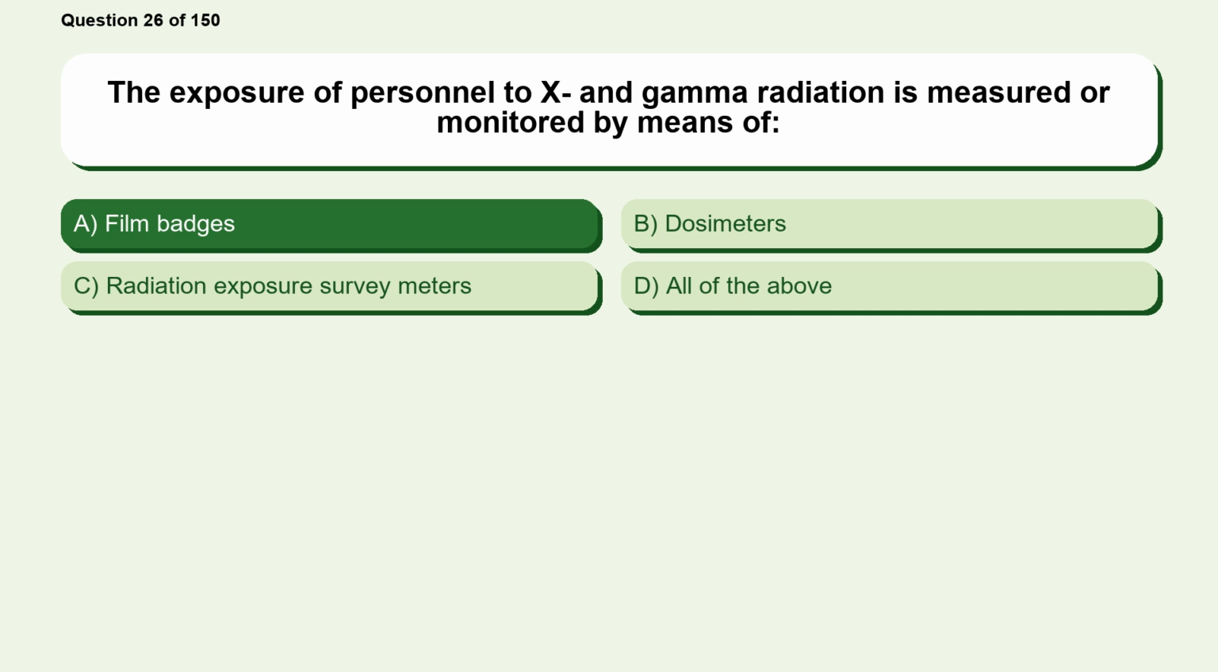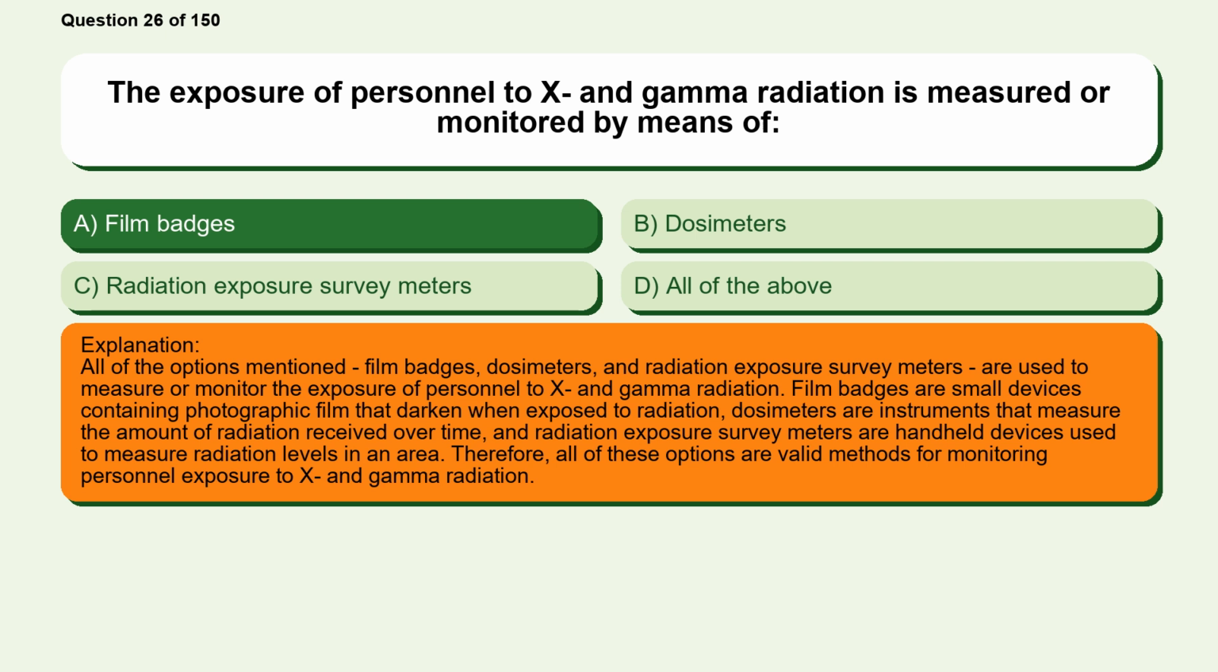Film badges. All of the options mentioned, film badges, dosimeters, and radiation exposure survey meters, are used to measure or monitor the exposure of personnel to X and gamma radiation. Film badges are small devices containing photographic film that darken when exposed to radiation. Dosimeters are instruments that measure the amount of radiation received over time, and radiation exposure survey meters are handheld devices used to measure radiation levels in an area. Therefore, all of these options are valid methods for monitoring personnel exposure to X and gamma radiation.